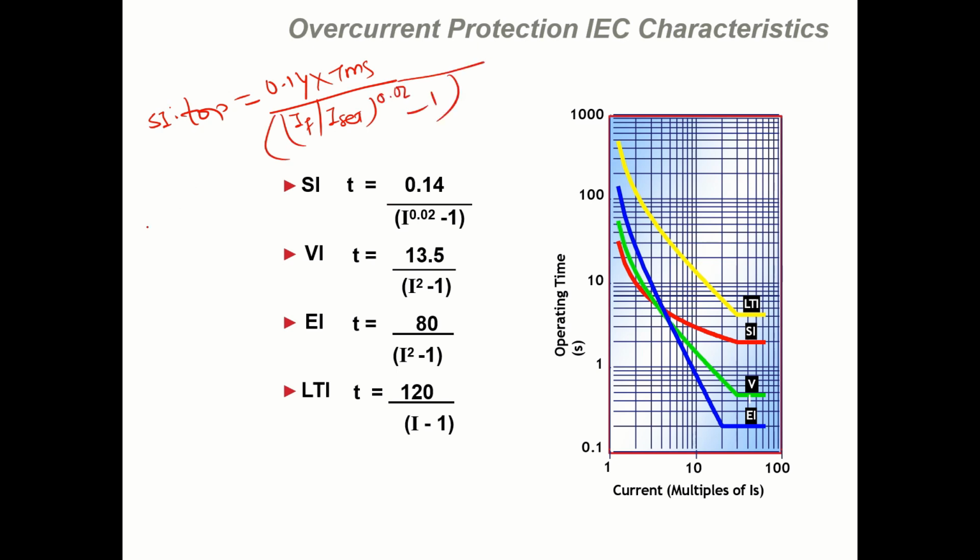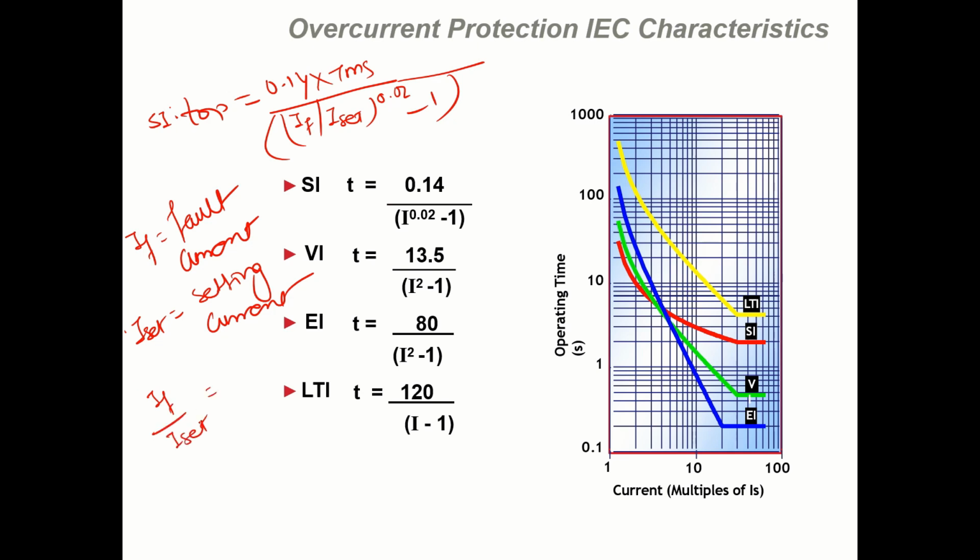Now, I fault is basically the fault current, and I set is basically the setting current in the relay. This I fault by I set is basically a multiple of the set current, and this is also called the plug setting multiplier. Sometimes you can see this I fault by I set written as I. So 0.14 divided by I to the power 0.02 minus 1, into TMS, will be your time of operation of a standard inverse characteristic.